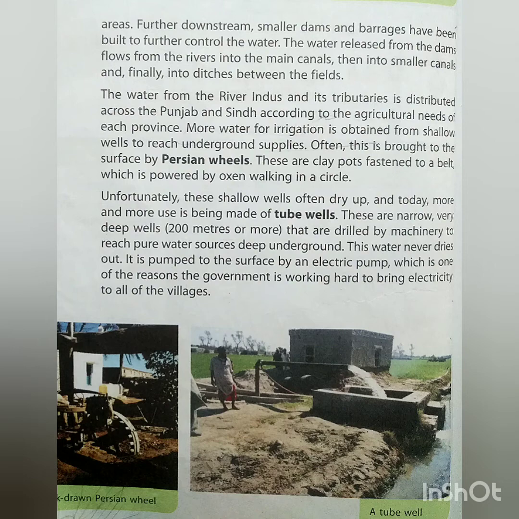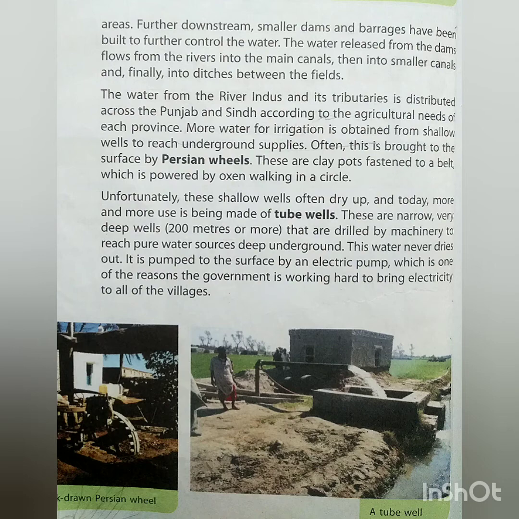In more areas of Pakistan, in the villages, there are tube wells through which the water is brought up to the surface from 200 meters or more below. This water is drilled up by machinery because more of the wells are getting dried up. So machinery is used to pump out the water, and this is the reason the government is trying to bring electricity to all of the villages.